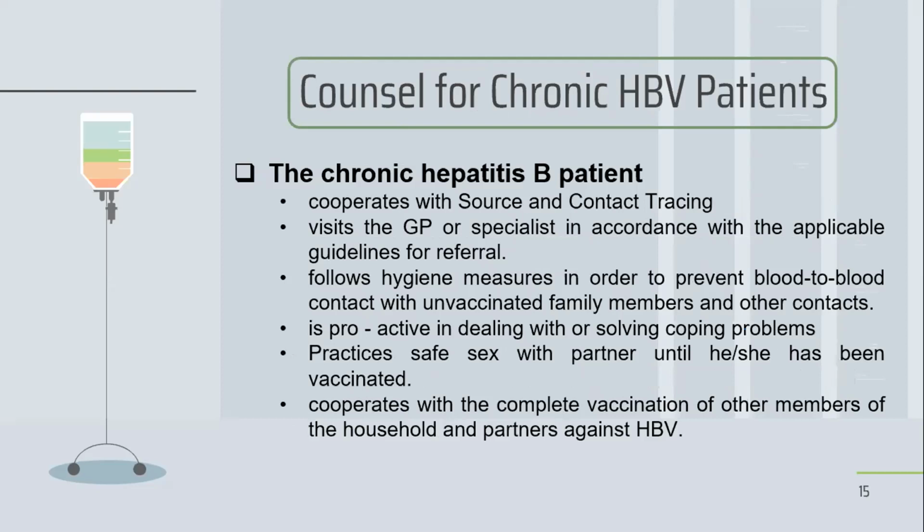For counseling of chronic Hep B patients, the patient must cooperate with the source and contact tracing. They must visit the general practitioner in accordance with the applicable guidelines for referral. They must also follow hygiene measures in order to prevent transmission. They must deal with solving and coping problems associated with its chronicity. They must also practice safe sex with partners until the partner has been vaccinated. The patient must also complete vaccination, and the members of the household must also have complete vaccinations.